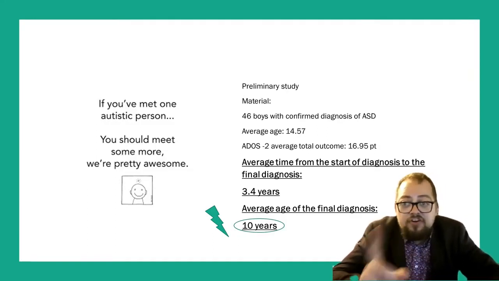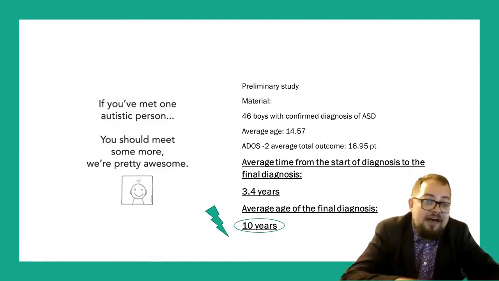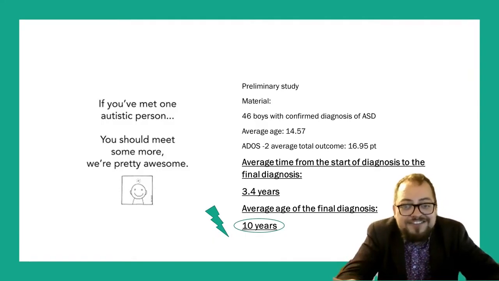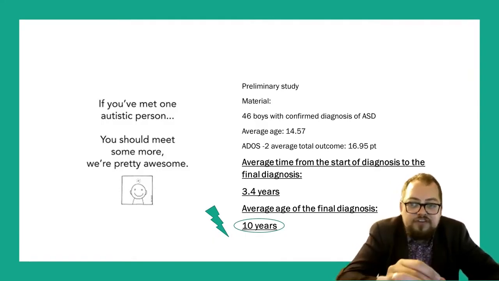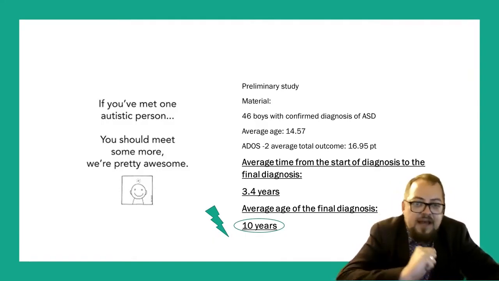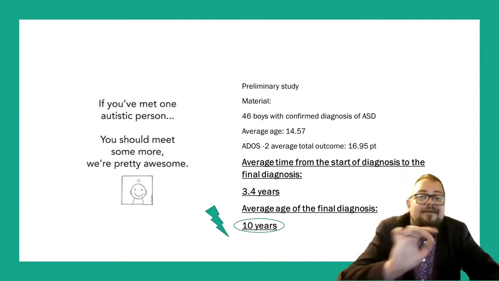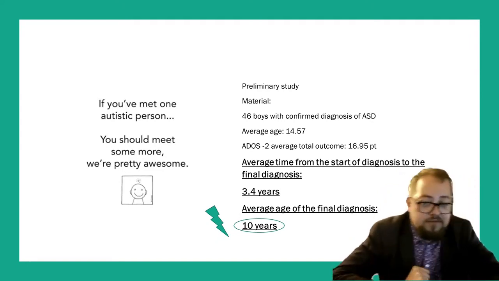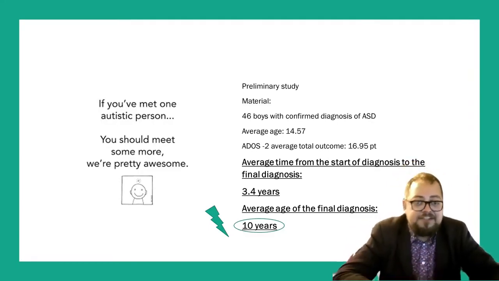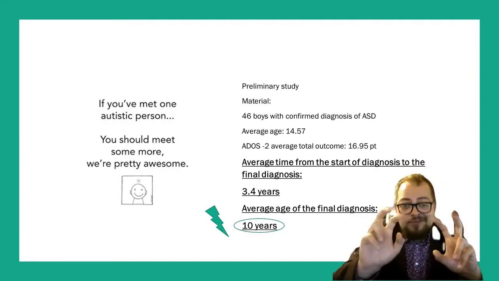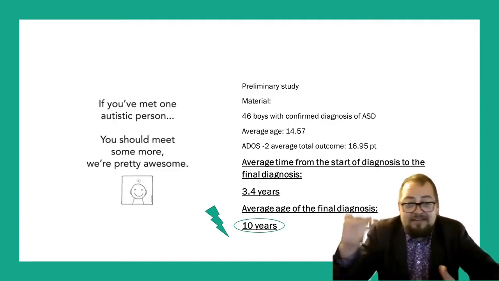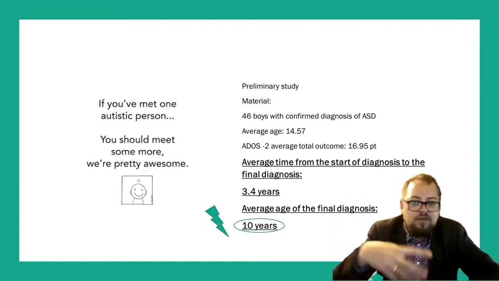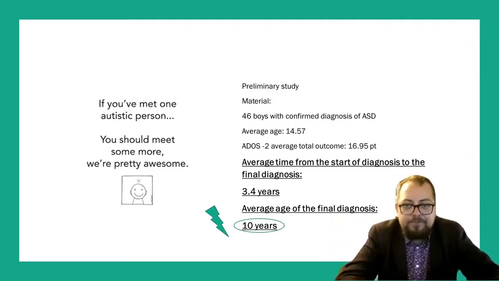Most patients with longer time of diagnosis, which was on average 3.4 years, got first diagnosis of attention deficit hyperactivity disorder, and it's proven that ADHD is influencing the course of ASD and the clinical presentation, making those patients less autistic and also less ADHD. So therefore, usually there's a problem with both diagnoses.